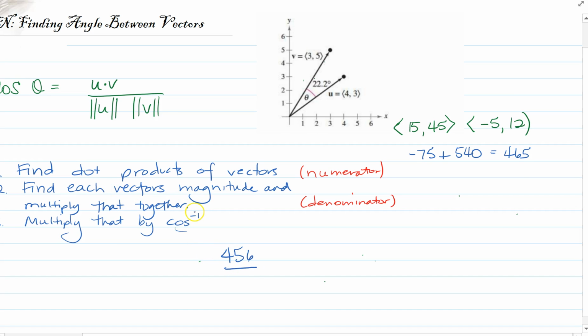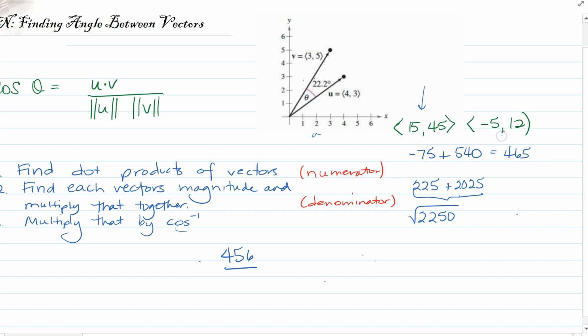Now to find the denominator, I'm going to find the magnitude of each vector. So remember, I just square the components and find the square root of the sum that you get. So if I square 15, I get 225. If I square 45, 4 times 5 is 20, it's going to be 2025. There's a little trick to squaring anything that ends in a 5 that I'll show you if you want me to. So what is that? 2250. Now it's the square root of that. Okay, so I've done the first one.